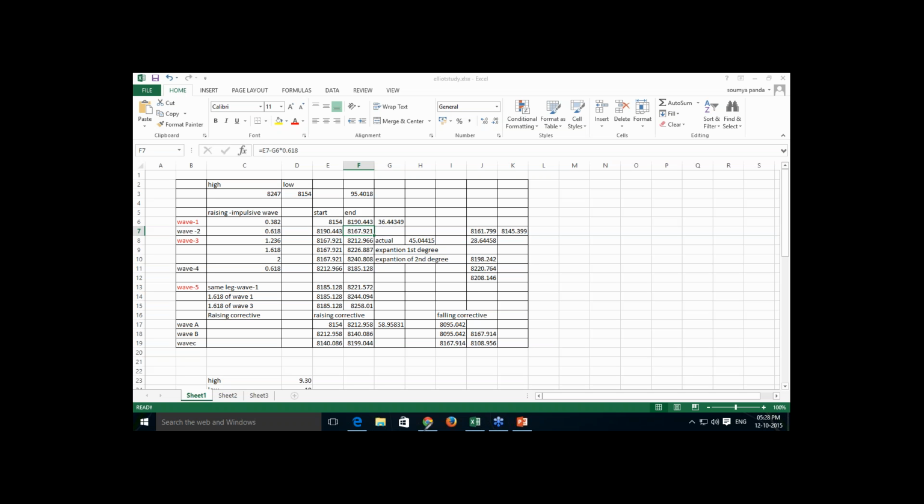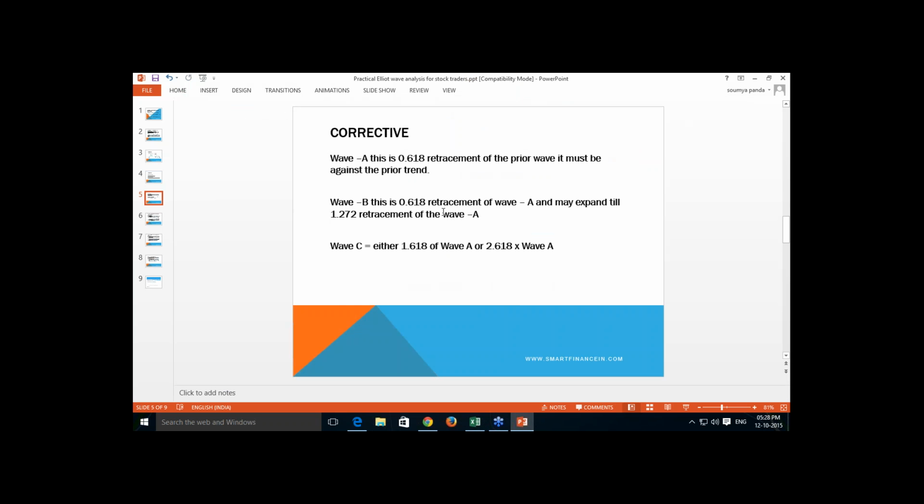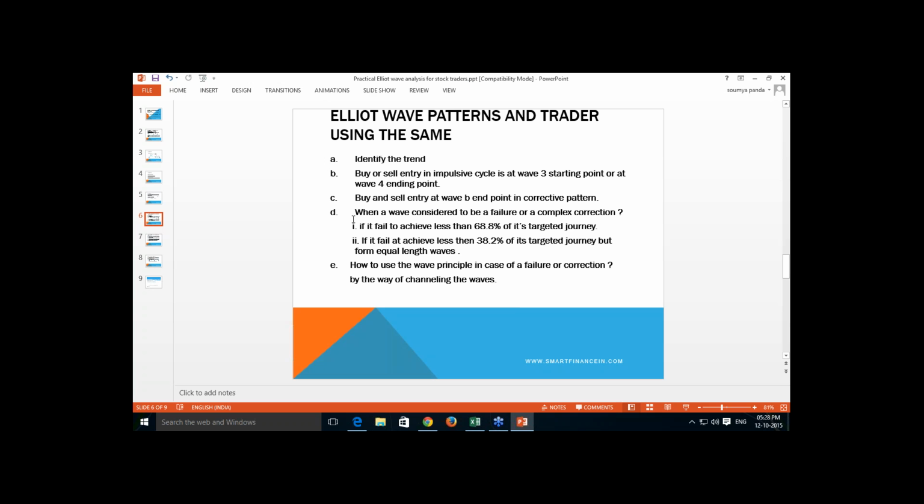Similarly, you can have a wave ABC, the corrective wave or low energy wave, where wave A is a 0.618 retracement of the prior wave, wave B is a 0.618 retracement of wave A and expands till 1.236 of wave A, and wave C is either 1.618 or 2.618 of wave A. So these are the very basic rules.